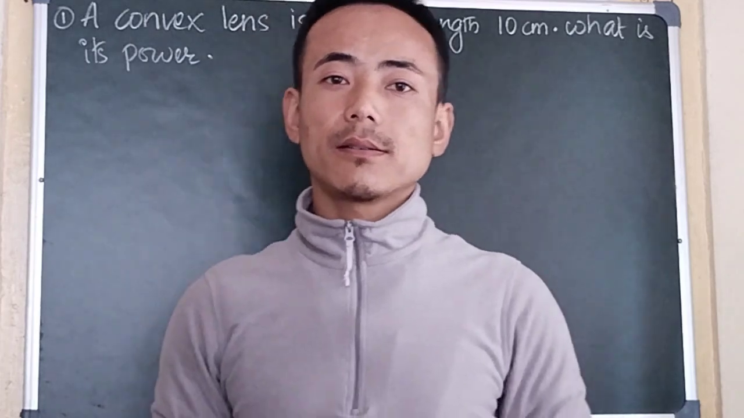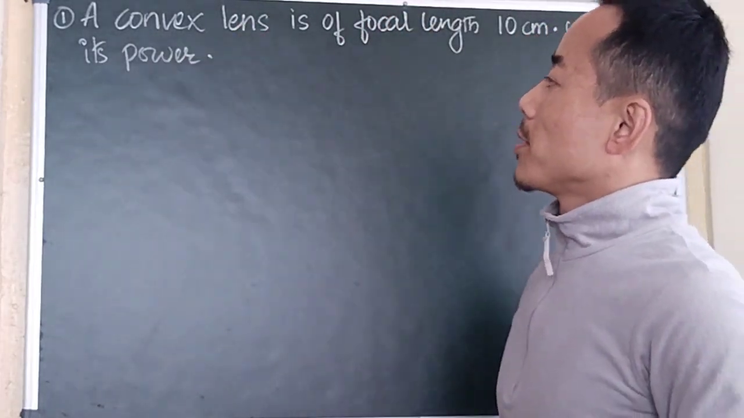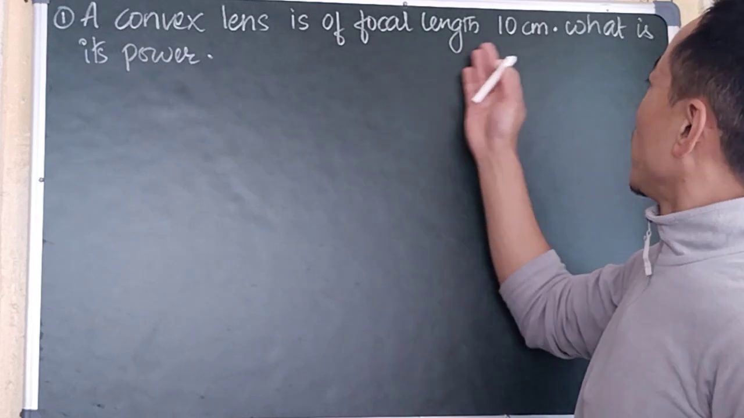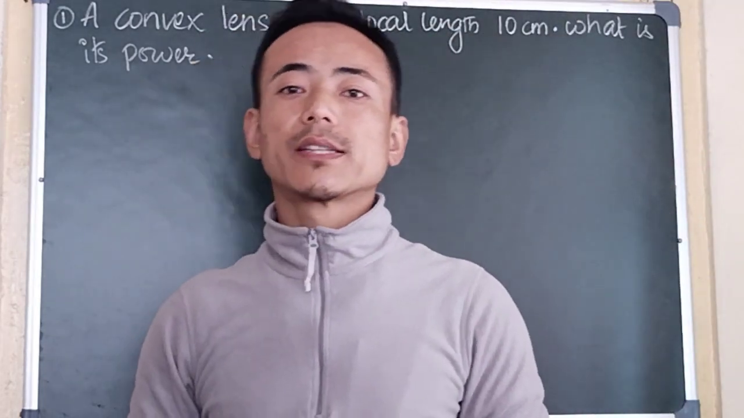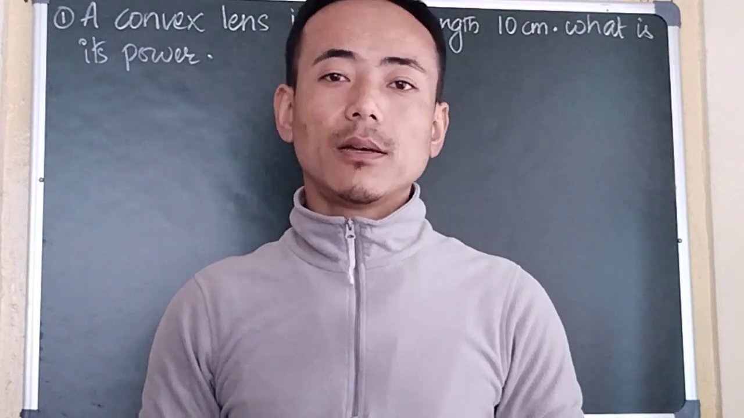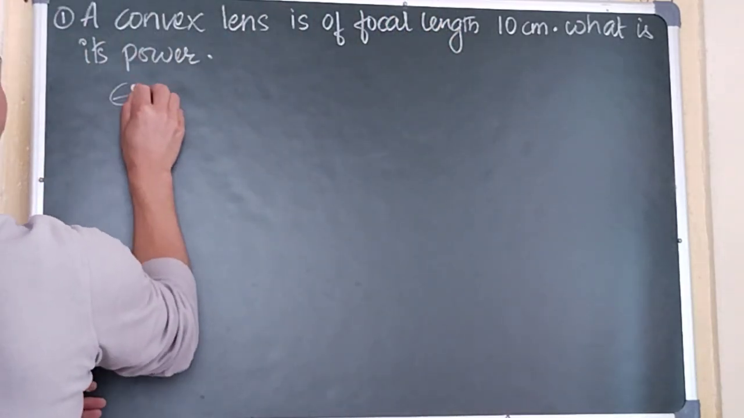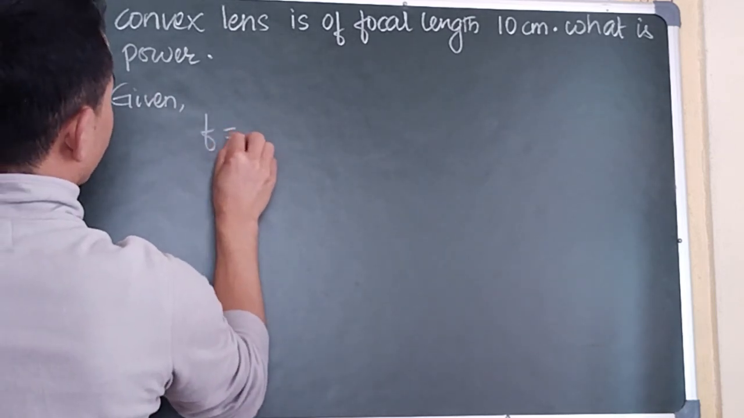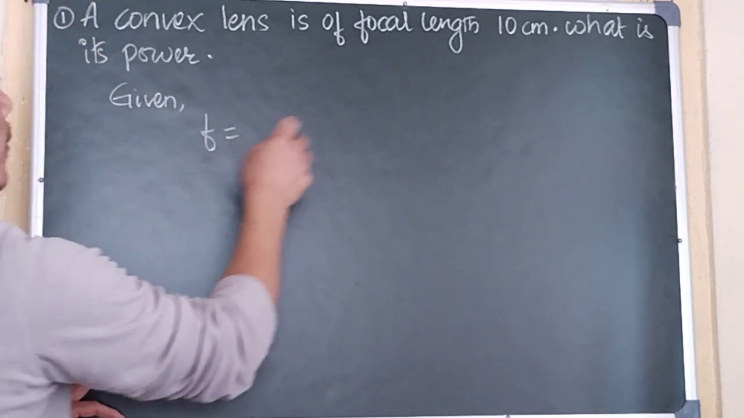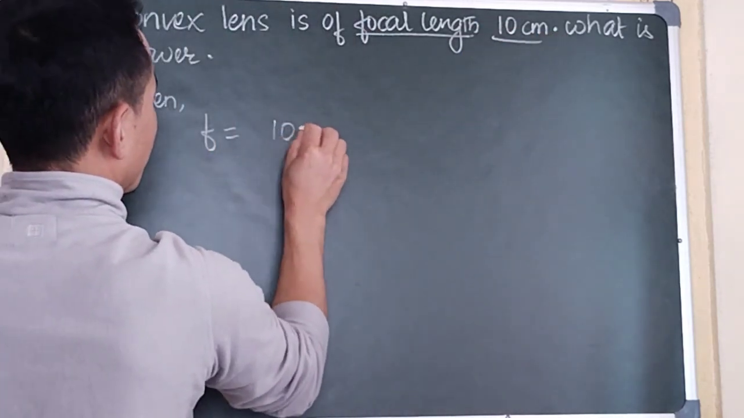Okay, so let's discuss this first question, which is a simple numerical question. The question says, a convex lens has a focal length of 10 centimeter. What is its power? So the focal length of a convex lens is given, and you have to calculate the power. Let's do this. The first thing that you will write is the given. The given is the focal length, which is represented by small f, and the value is 10 centimeter.